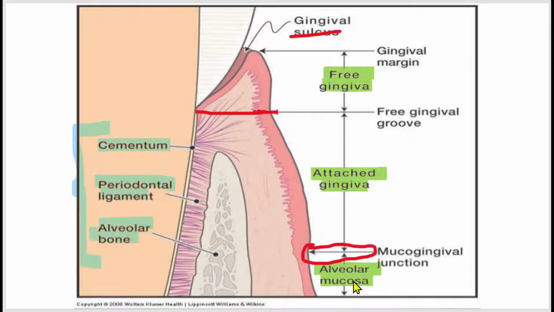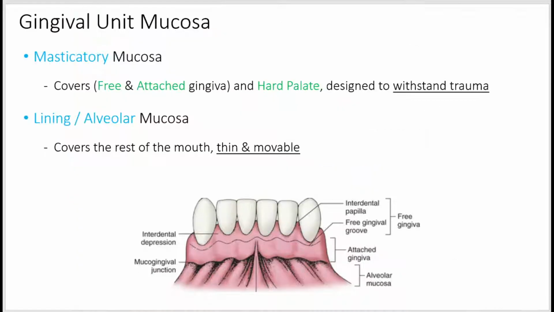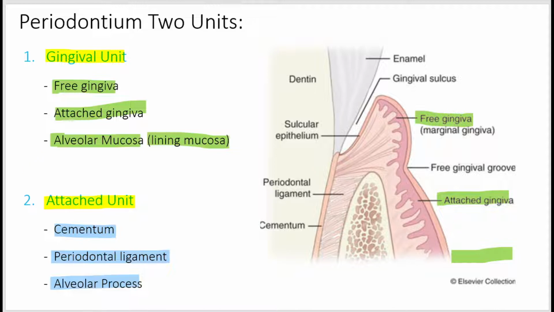And then you have the alveolar mucosa, which is a small part at the end, near the vestibule, and then the vestibule. That's our alveolar mucosa. So these are the three parts of the gingival unit. And then we know that these are the other parts of the attached unit. So let's take a look here. We know that these are the three parts.